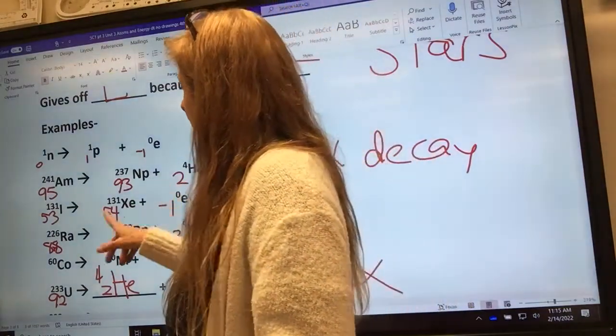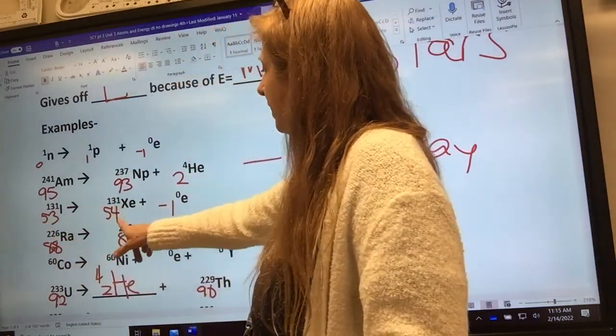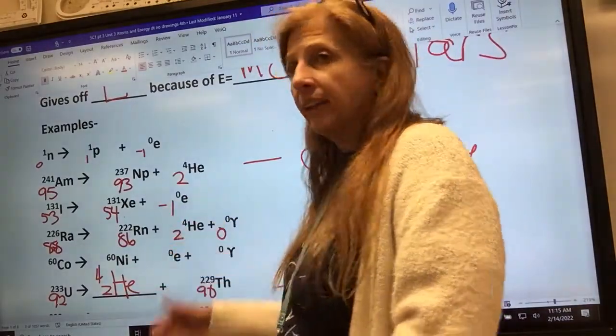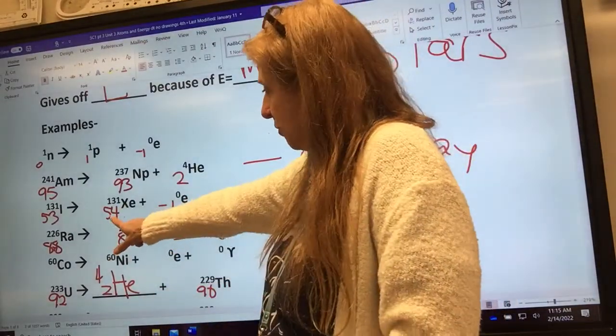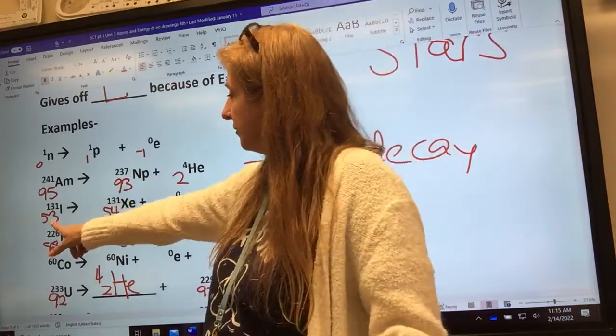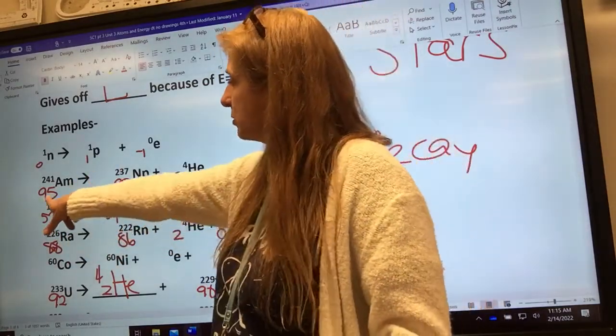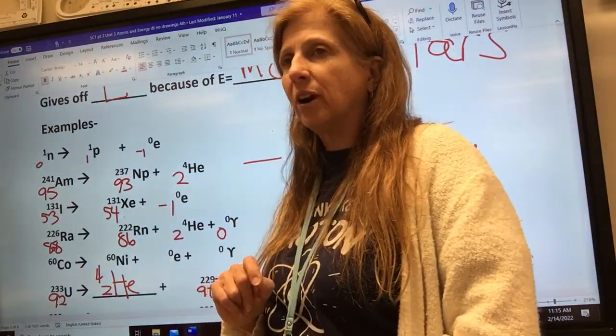Let's look at this one. Iodine is 53, xenon is 54, and an electron is -1. Let's see if it works. 54 minus 1 is 53. Yay. 131 plus 0 is 131. Do you see how it works?